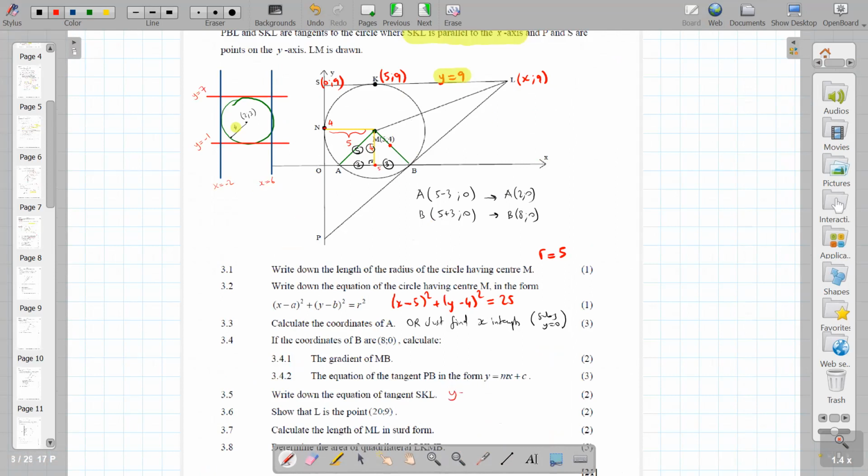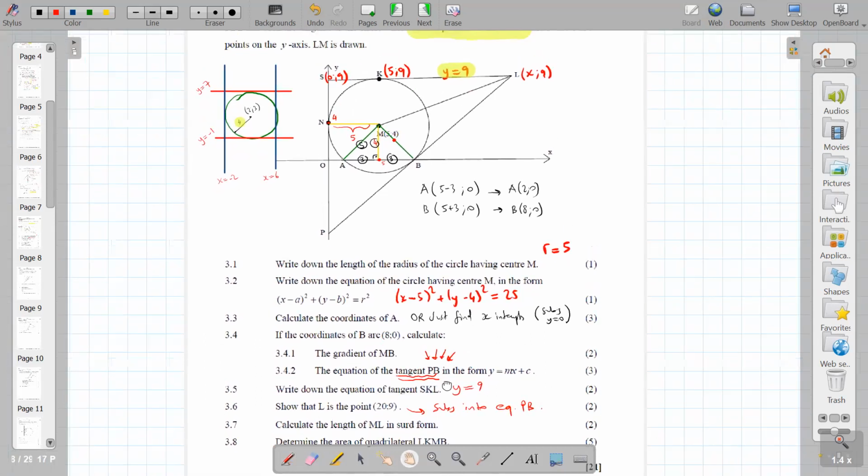The next question says the coordinates of L are (20, 9). So how can I get that 20? We can use Pythagoras' theorem or any relation for x. Do we know any line equation? Yeah, we know the line equation PB, so we already know that. We are going to substitute y with 9 into the equation of PB to get the x coordinate. When you substitute, you are going to get x is 20. Okay, that's fine.